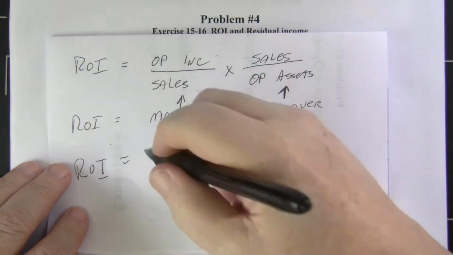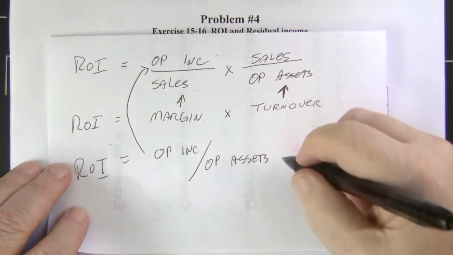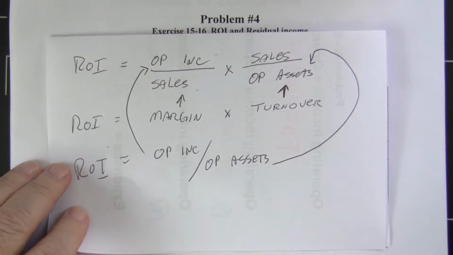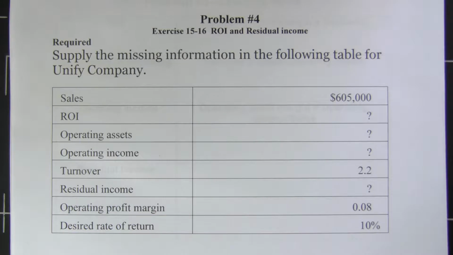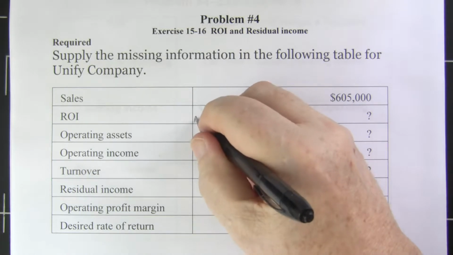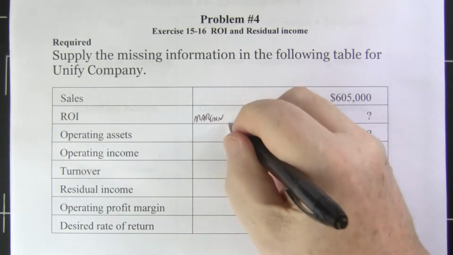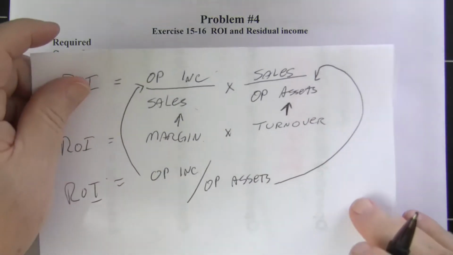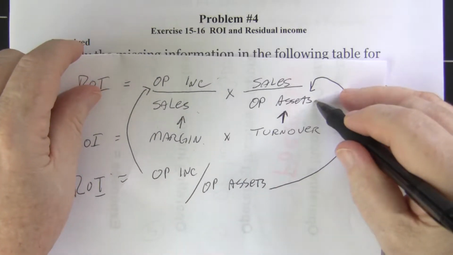So, if you're not comfortable with this, write it down, have it on your cheat sheet. So let's go through and look at the pieces they're asking us for. They're asking for return on investment, which is margin times turnover. Then they're asking us for operating assets. So they're asking us for this piece over here.